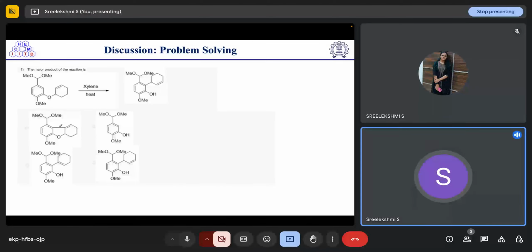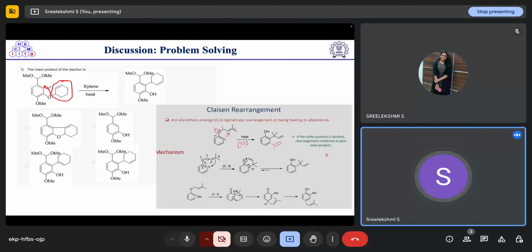So this is the correct answer. As we can see, a migration is happening of this group from this oxygen center to this carbon center. So the reaction is the Claisen rearrangement, which we know is basically a 3,3-sigmatropic rearrangement. Here the basic mechanism is that aryl allyl ethers undergo a 3,3-sigmatropic rearrangement on heating to form allyl phenols.